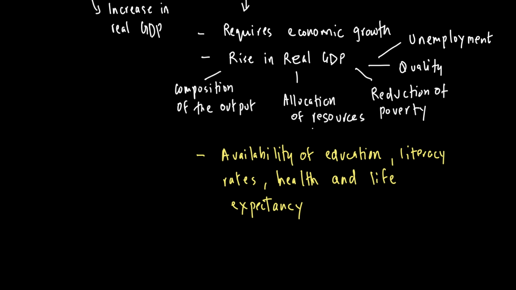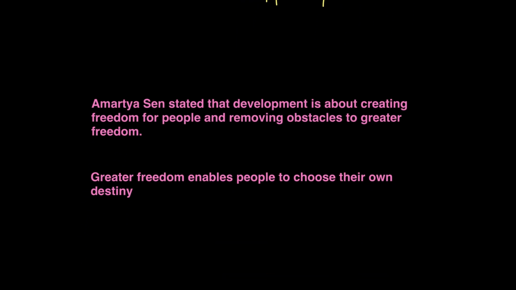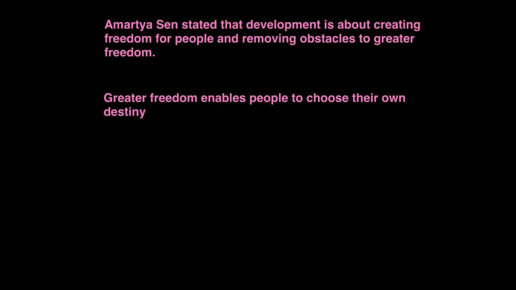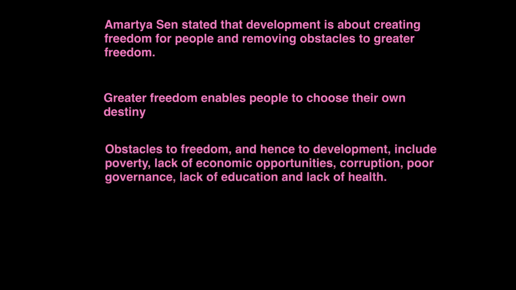A major development economist, Amartya Sen, in fact, stated that development is about creating freedom for people and removing obstacles to greater freedom. He also argued that greater freedom will therefore result in people choosing their own destiny. And these obstacles to freedom and hence development may include poverty, lack of economic opportunities, corruption, poor governance, lack of education, and lack of health.